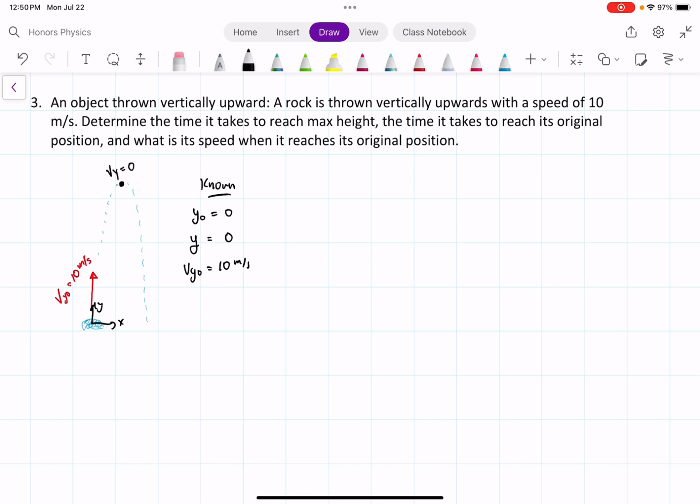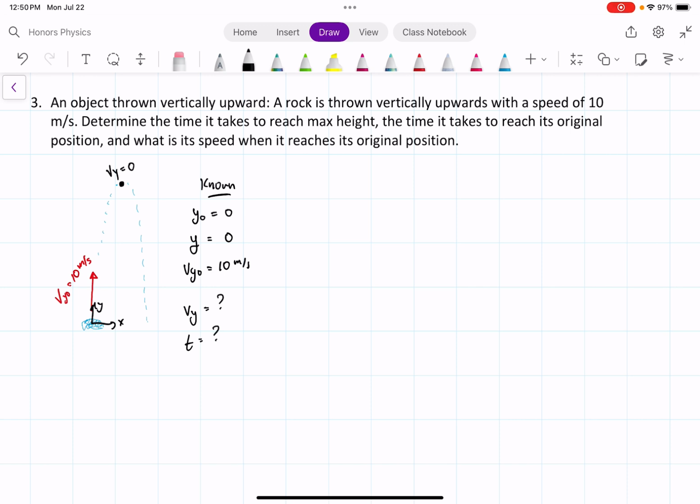And we know it's 0 because it's going up and then it's going down, which means at some instant in time it has to be equal to 0. And we're going to try to find our final velocity, Vy, and we need to know the time.